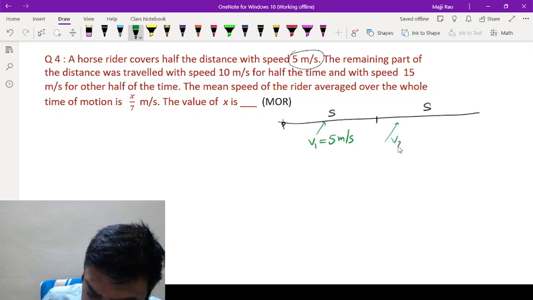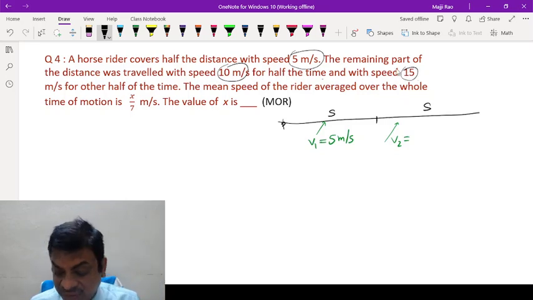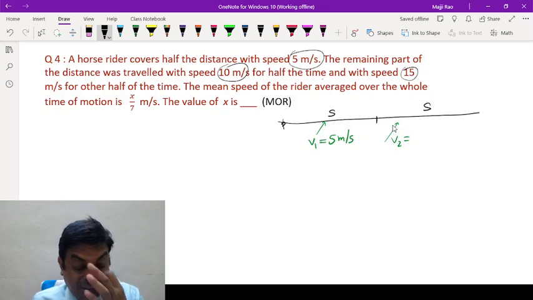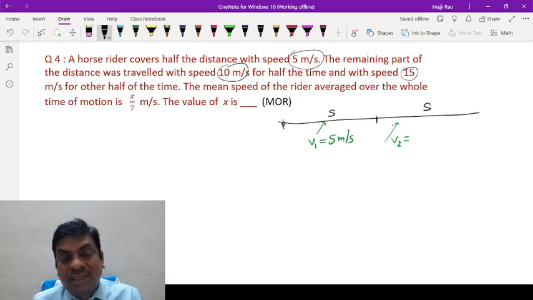Now the other half is traveled in two equal time intervals. For the first half of the time, the speed is 10 meters per second, whereas for the second half of the time, it is 15 meters per second. Now, the shortcut says that when the traveler travels in equal time intervals, then the average speed can be simply obtained as the arithmetic mean of the individual speeds.